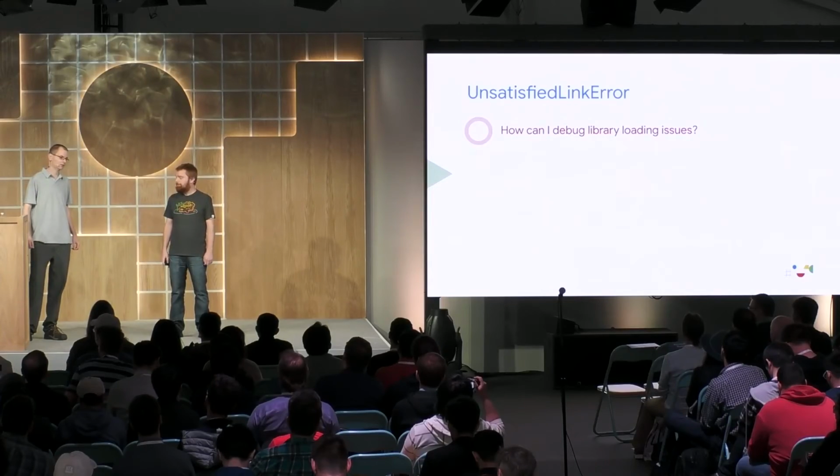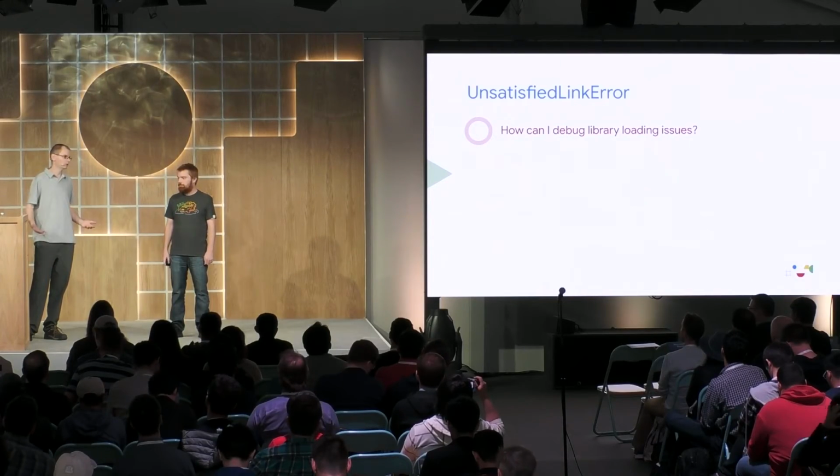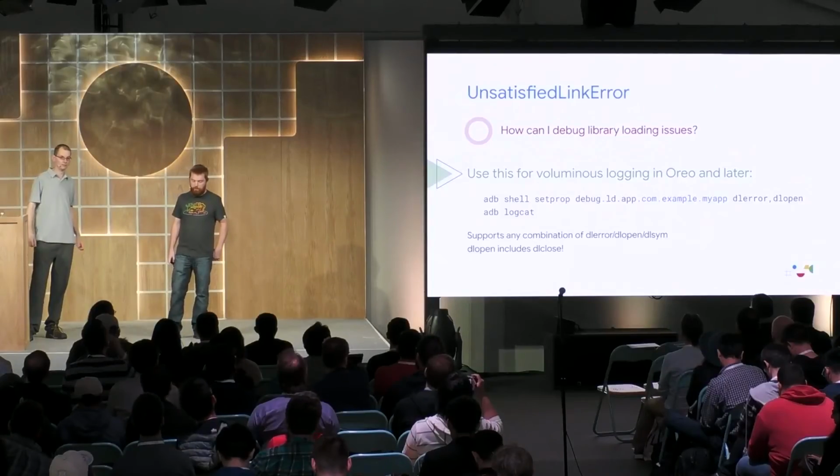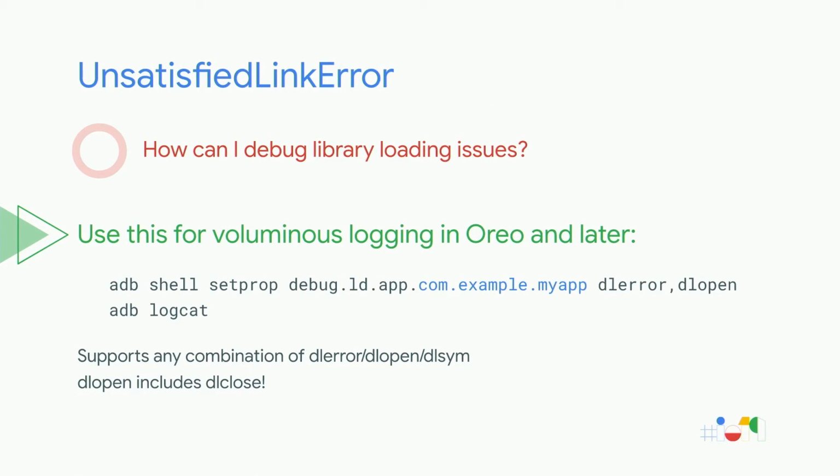So I think probably everyone who has native code has seen this. You run your new version of your APK, you get an unsatisfied link error. We had this ourselves in the platform, so we have debugging information in there. If you set this property, you don't need a rooted device for this. Debug properties you can set regardless.